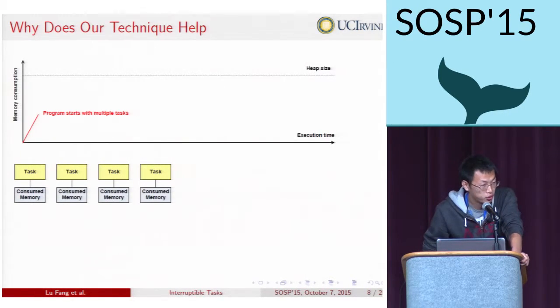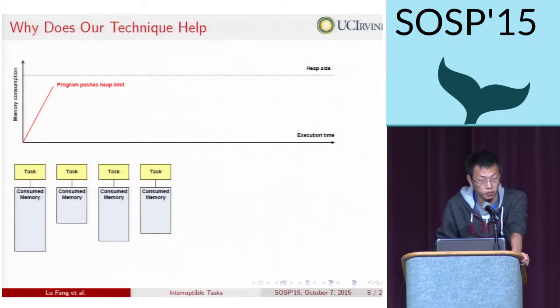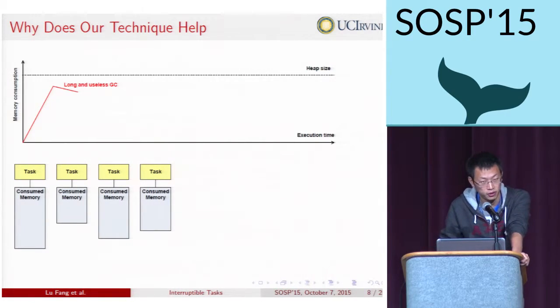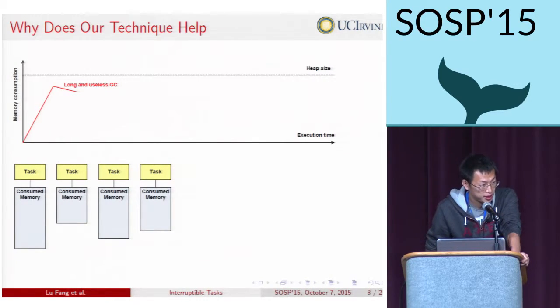I will go through this example to explain why our technique helps the program survive memory pressure. In this slide, at the top, it shows the memory consumption trace of a data parallel program. At the bottom, it shows the tasks and consumed memory. The program starts with multiple tasks. After a while, the program pushes the limit and starts struggling for more memory to allocate new objects. We can see quite a few long and useless garbage collections here.